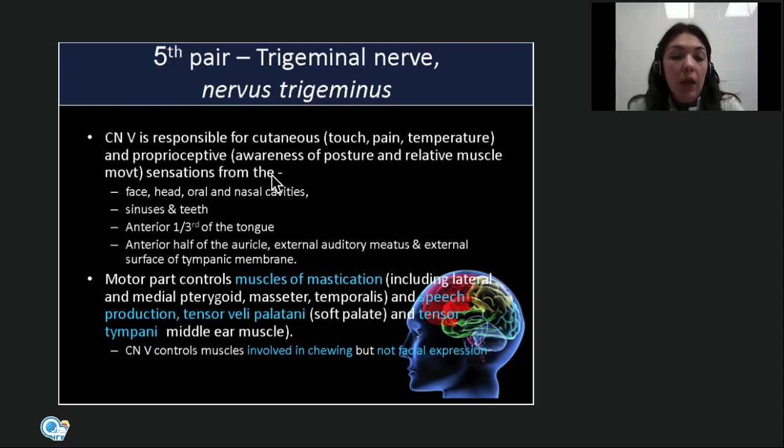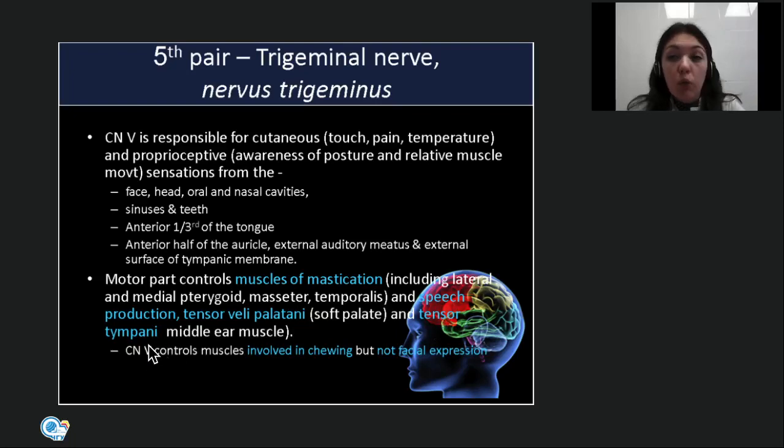From the face, head, oral and nasal cavities, sinuses and teeth, the anterior third of the tongue, the anterior half of the auricle, the external auditory meatus, and the external surface of the tympanic membrane. The motor part controls muscles of mastication, including the lateral and medial pterygoid, masseter, and temporalis muscles, and speech production, the tensor veli palatini muscle from the soft palate, and the tensor tympani from the middle ear.